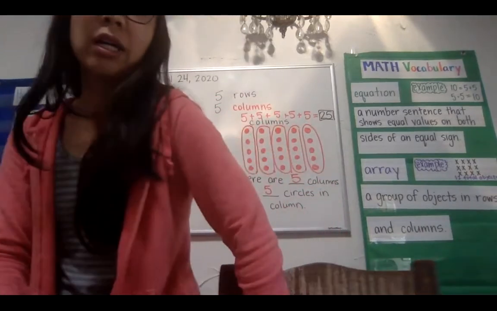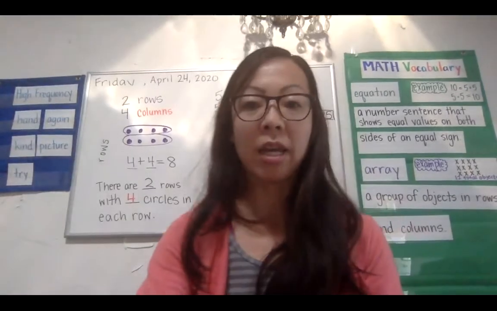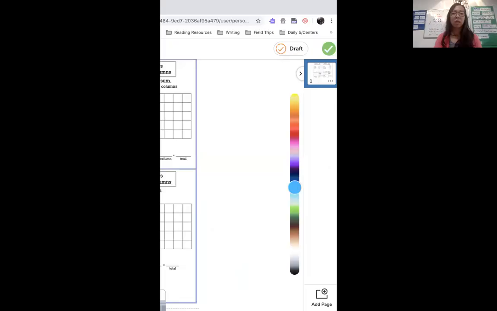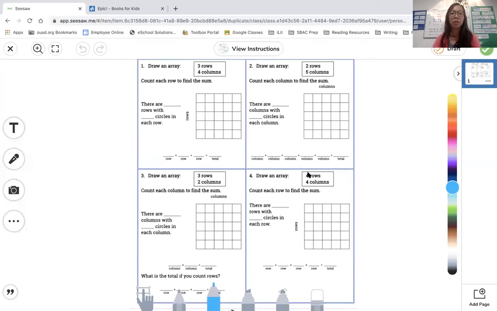Let's take a look at what that's going to look like in your page today. In your page today, you're going to see what I just showed you. You're going to be drawing an array. It's going to tell you how many rows and how many columns. It says count each row to find the sum. So that means we're going to focus on rows right now. So if we're focusing on rows, remember we're creating our 3 rows. Rows go from side to side. So I'm going to create 1, 2, 3 rows.